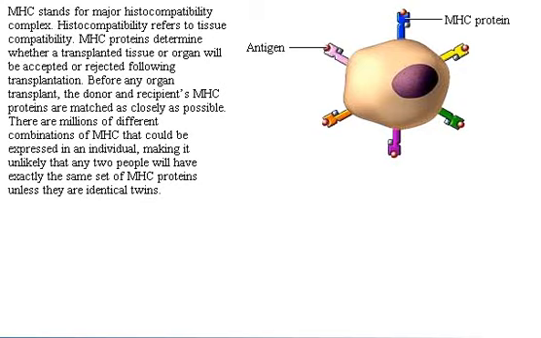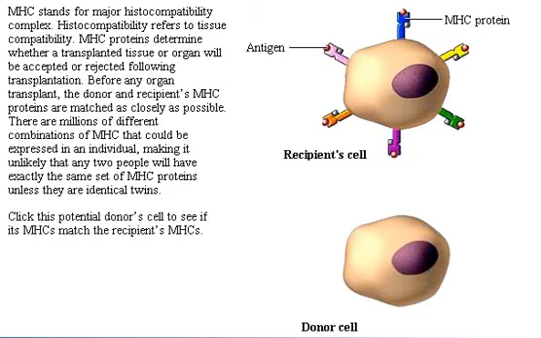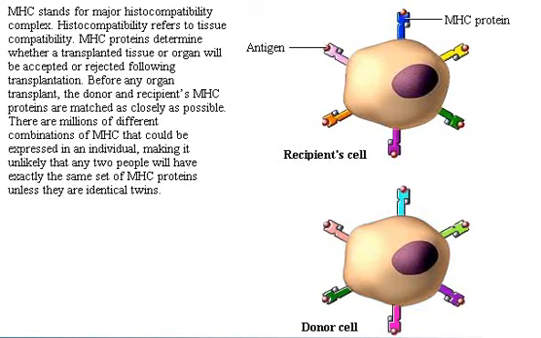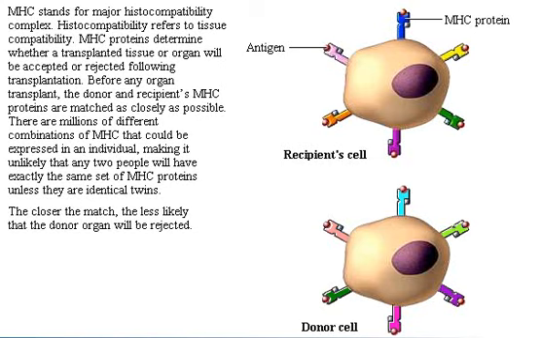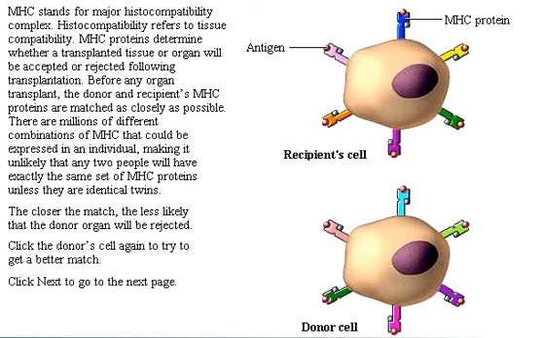This makes it unlikely that any two people will have exactly the same set of MHC proteins unless they are identical twins. Click this potential donor cell to see if its MHCs match the recipient's MHCs. The closer the match, the less likely that the donor organ will be rejected. Click the donor cell again to try to get a better match.